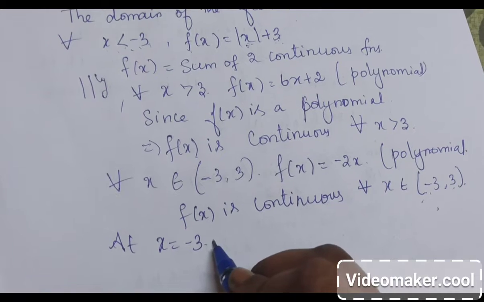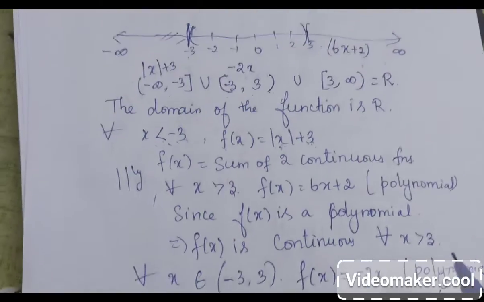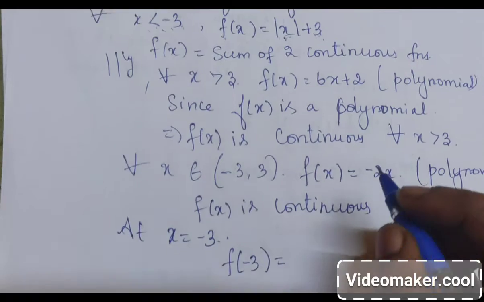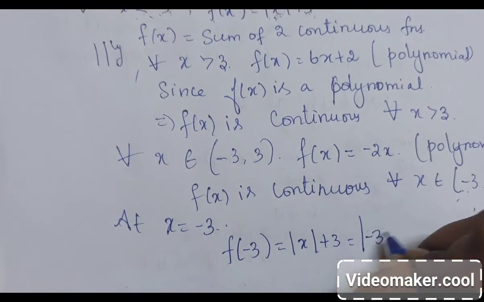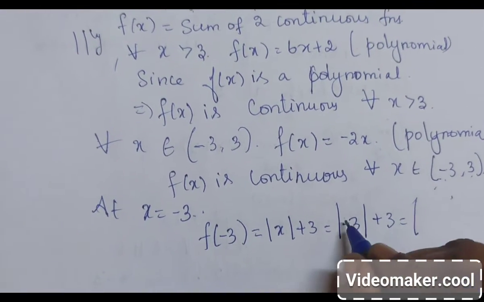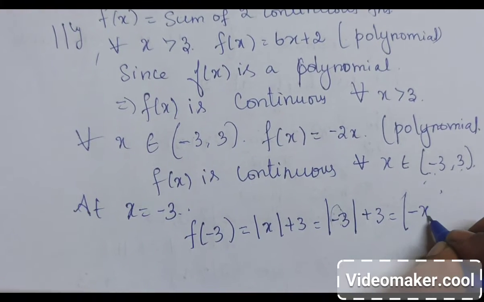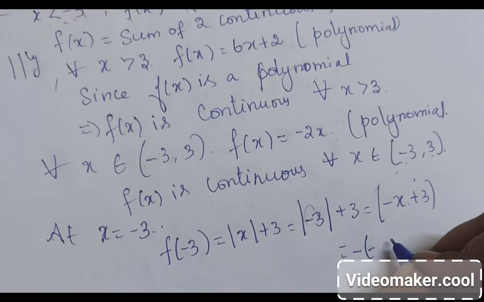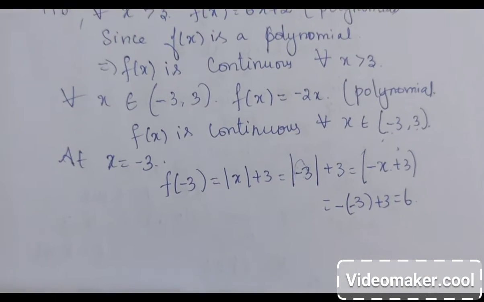At x equal to -3, what about the functional value? When x is equal to -3, the function is mod x plus 3, right? So we are taking x as -3, plus 3. For the mod function, when the input is negative, we write minus x. So here minus x plus 3 will come. So -(-3) plus 3, which is 6. So the functional value is 6.